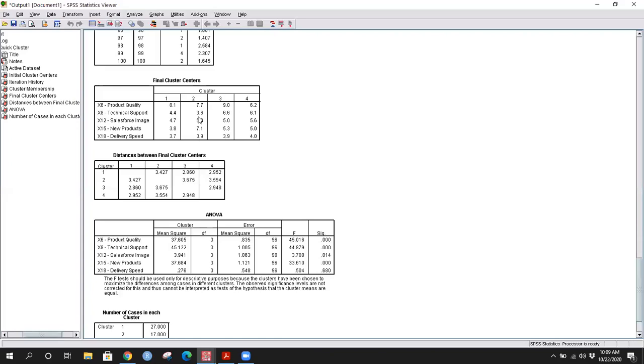At the same time, we need to ensure that this cluster's customers come back to the firm for repeat sales. Then we will have to work upon technical support.